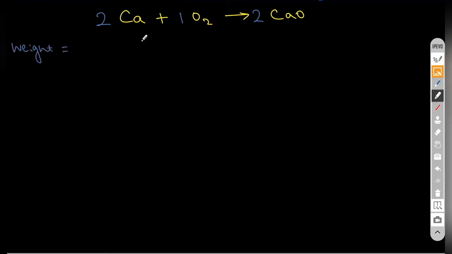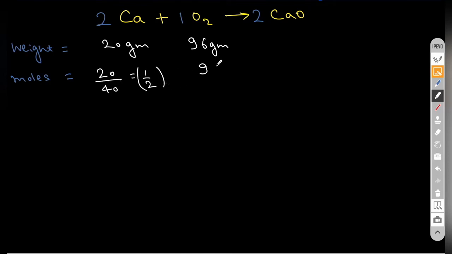We'll write Ca plus O2 gives CaO, balancing it 2, 1, 2. The weight which was provided, here it was 20 gram calcium and 96 gram of O2. Now we'll calculate the moles of each reactant. Here it will be 20 divided by 40, which is 1 by 2. In this case it is 96 divided by 2 times 16, it is 3.